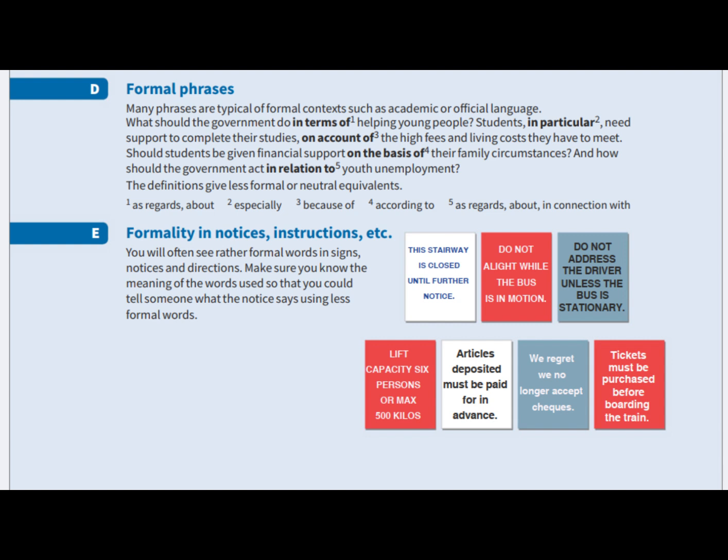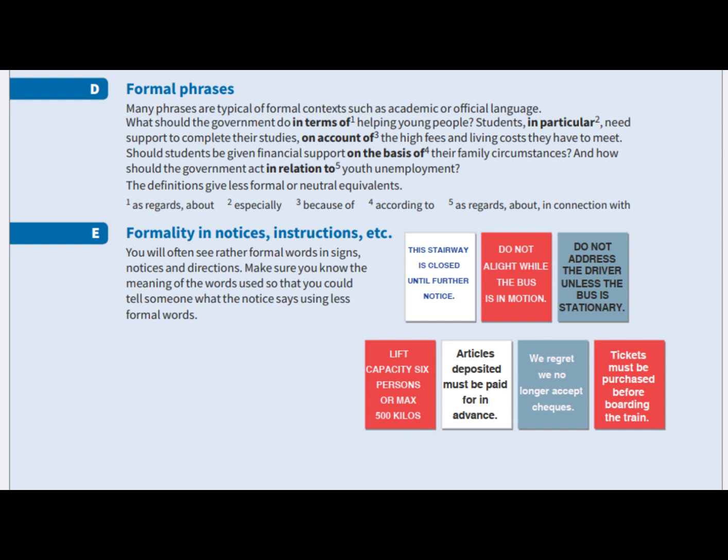The phrase on the basis of means according to a particular fact, rule, or condition. Should students receive financial support on the basis of their family circumstances? The expression in relation to means concerning or in connection with something. How should the government act in relation to youth unemployment? These formal phrases can often be replaced with simpler neutral expressions, depending on the context.